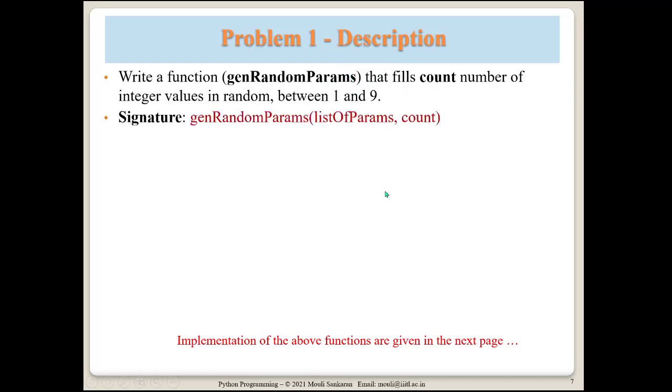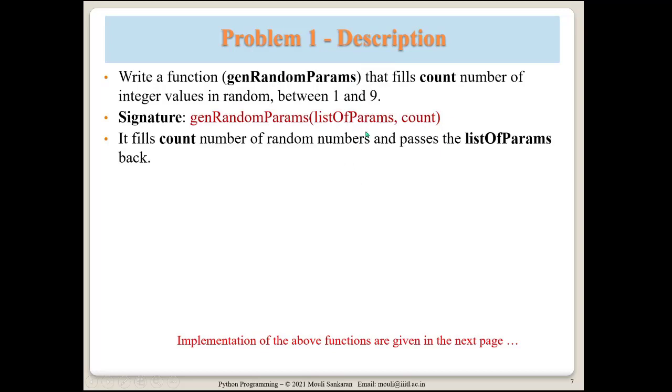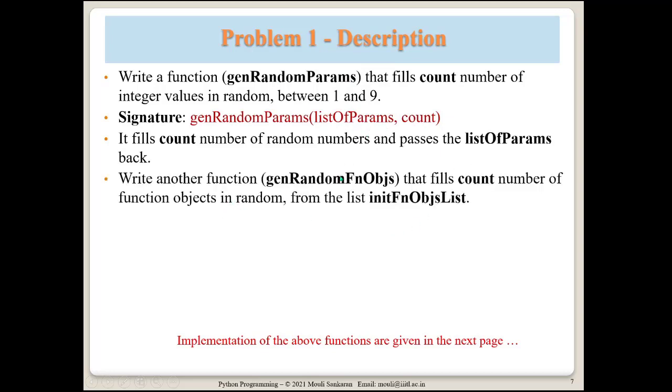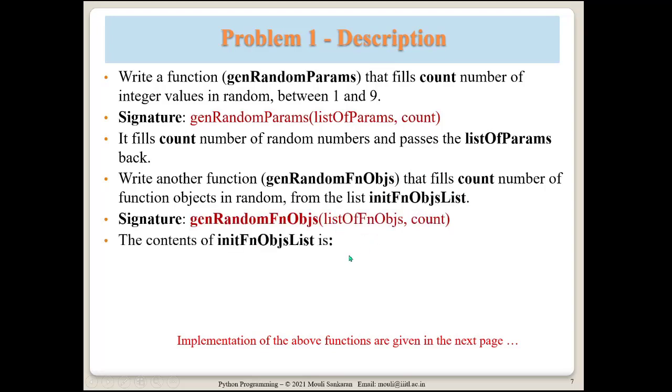So it is going to generate that number of parameters within this list, and then it is going to pass back that value. Another function you write is also going to take a count, which is also a configurable parameter: how many random function objects you want me to fill it up with? It is going to use this init function object, which is already given to you, and it is going to pick those objects, fill it up, and then pass it back.